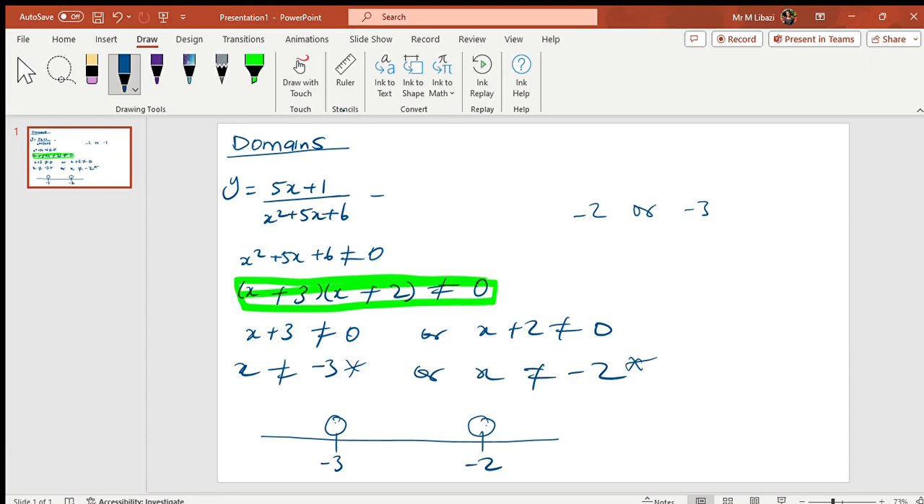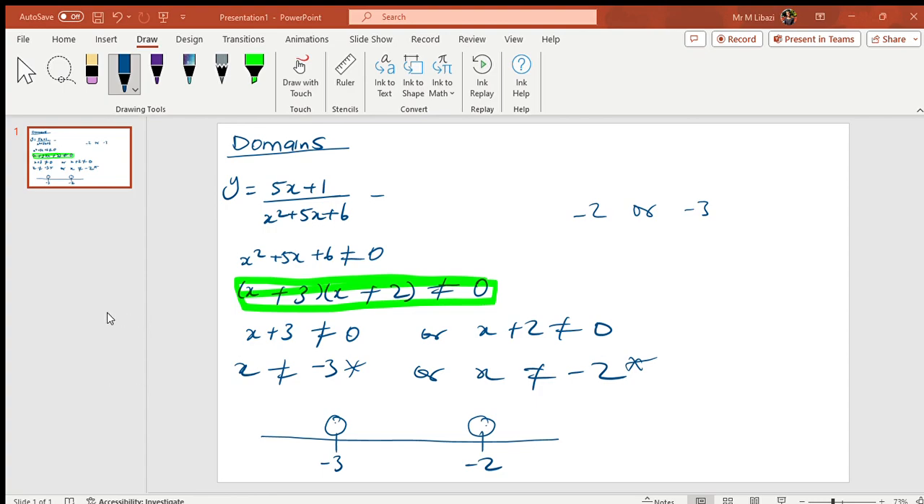But now what we can do, we can actually substitute a number between negative 3 and negative 2. So what can we substitute here? What's that number? Any number that is between negative 3 and negative 2. Anyone, good people? Which numbers can we substitute there? So we can substitute negative 2.5, right?